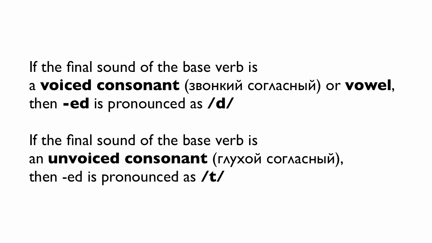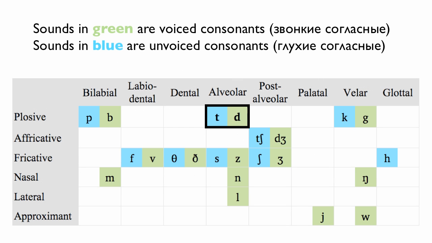So what about all the other sounds? If the final sound of the base verb is a voiced consonant or vowel, then ed is pronounced as d. If the final sound of the base verb is an unvoiced consonant, then ed is pronounced as t. The reason for this is something called assimilation. Assimilation is a phonological process where one sound becomes more like a nearby sound.